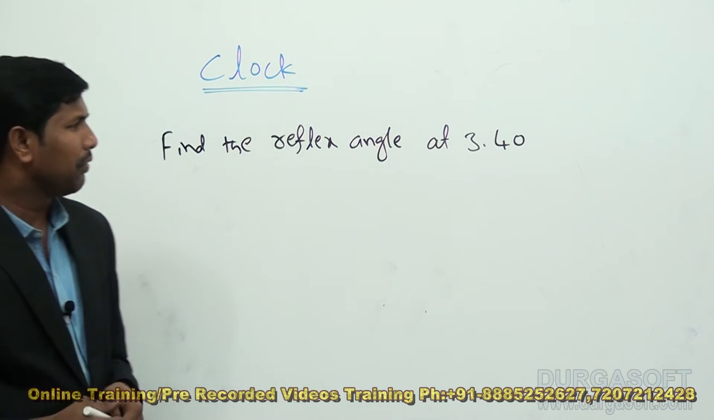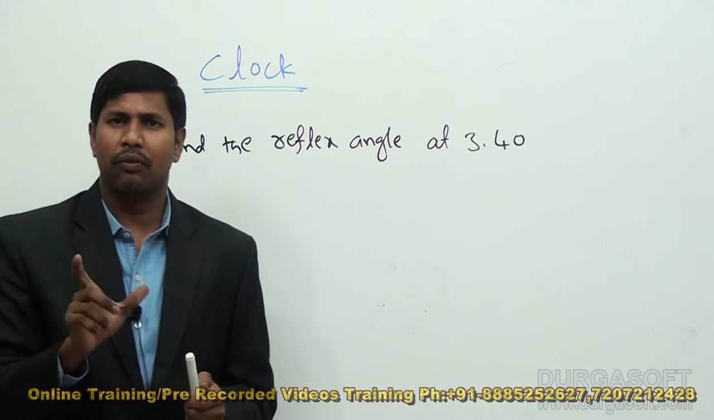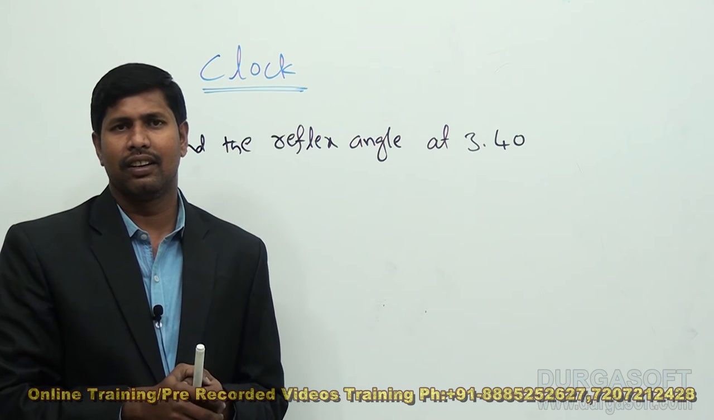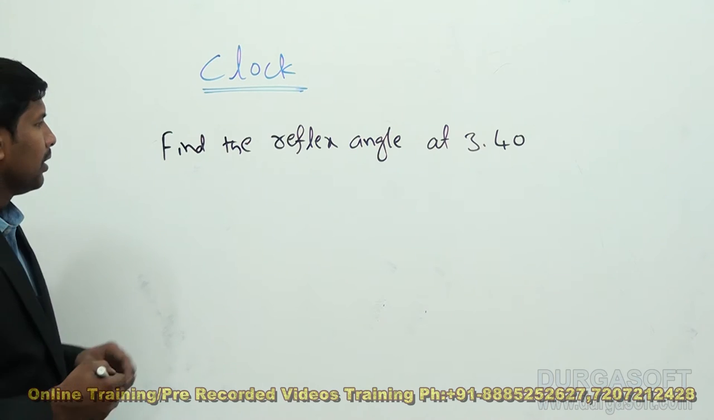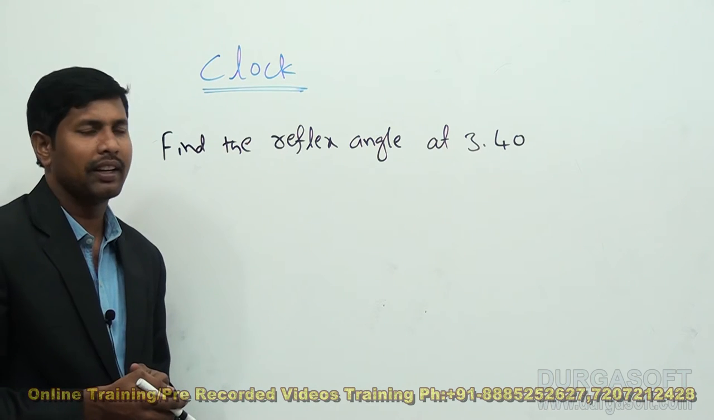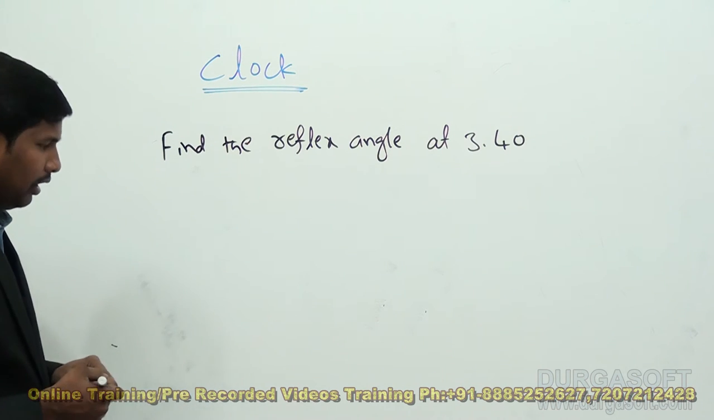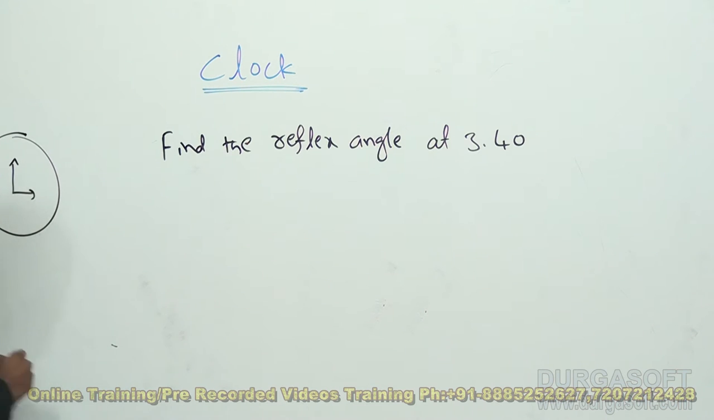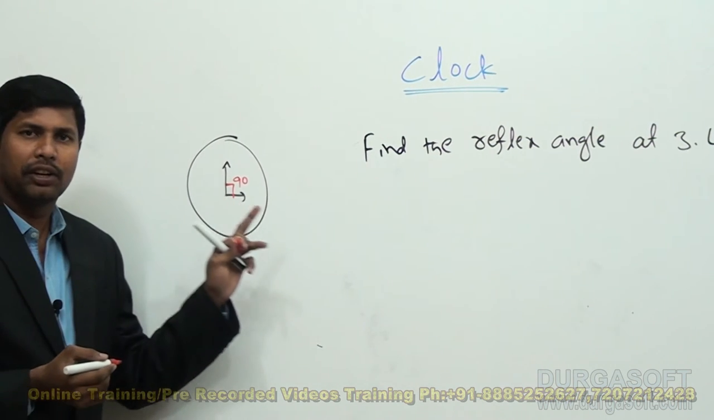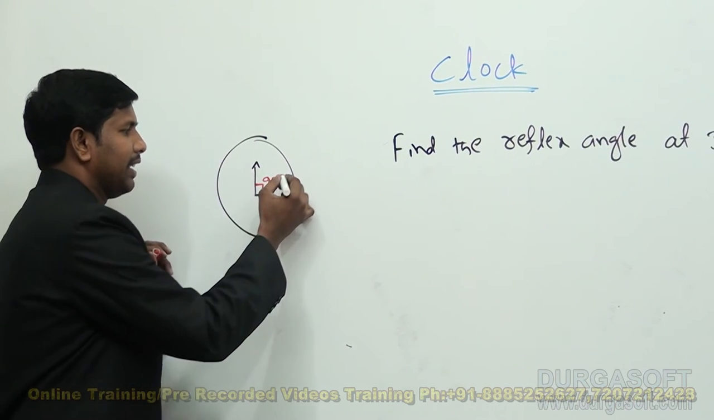So what I am asking, when the time is 3:40, I want the reflex angle. We should find the reflex angle. Now let's see what we mean by reflex angle. Generally, when the time is 3 o'clock, if we consider the angle here, it is 90 degrees. So at 3 o'clock, the angle is 90 degrees.